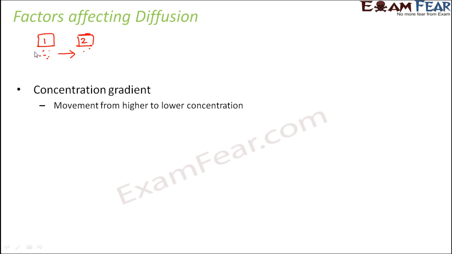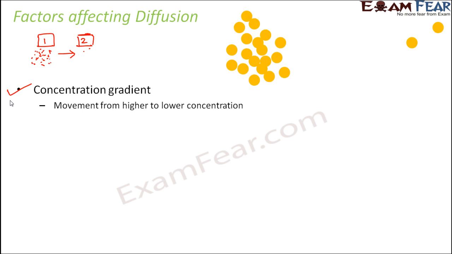Now if this concentration is very high and this concentration is very low, in that case the difference in concentration is more. So the more the difference in concentration, the more the rate of diffusion. So faster will these particles start moving into region 2. So the more the concentration gradient, the more the rate of diffusion, because diffusion takes place from a region of high to low concentration. So concentration gradient is one important factor which affects diffusion, and if there is no concentration gradient, there will be no diffusion. That is a very simple logic.